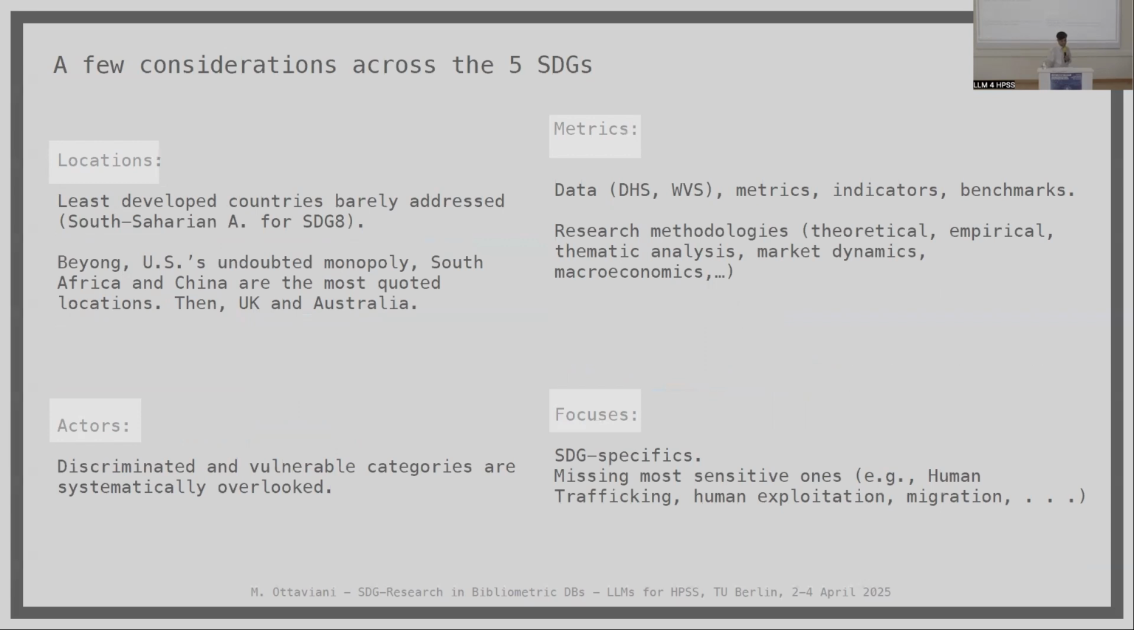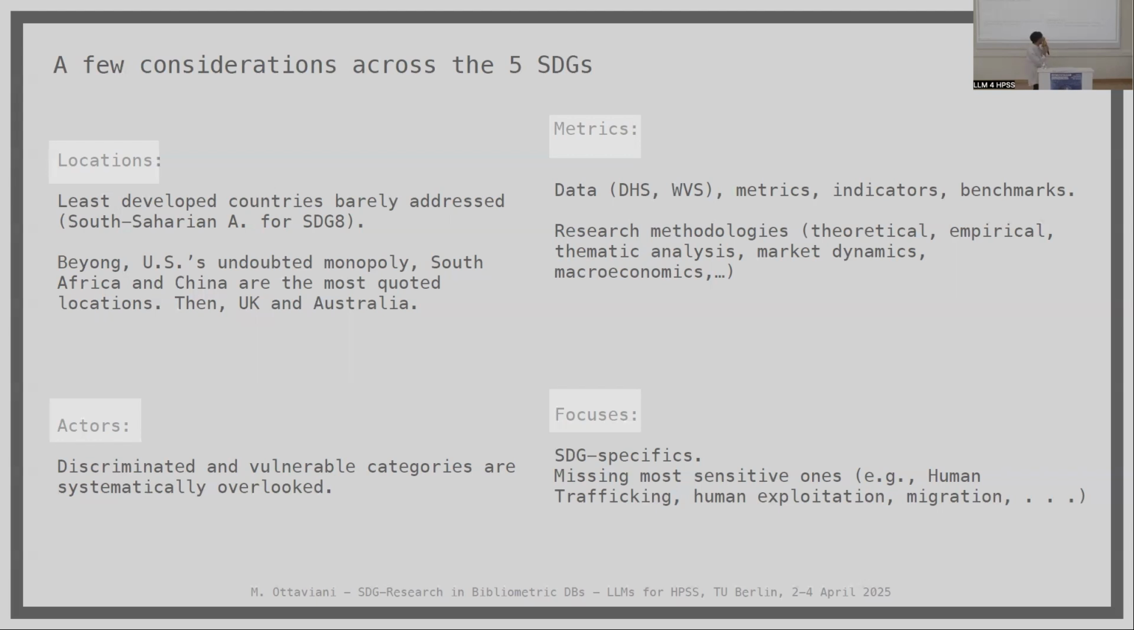And yes, for locations, on the other hand, we have for example the United States, which is always mentioned for every SDG. South Africa and China are the ones just after. In actors, we have for different SDGs that the same discriminated categories are asked for, and there is no macro response. In metrics, we got so many different surveys that are recalled as data sets. So somehow in the semantic multi-layer networks behind, after the fine-tuning, there is some recurrent data from surveys.